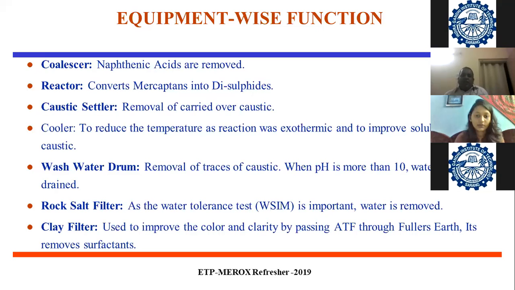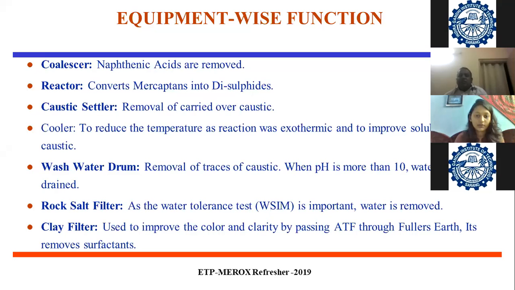Whatever spent caustic is settled in the caustic settler will be drained out to the sewer, and the fresh ATF is carried further to the water wash drum. Here we can observe the water wash drum. So the water wash drum is nothing but a removal.